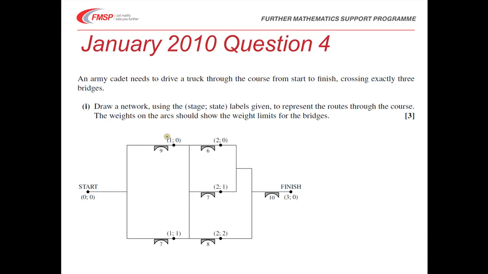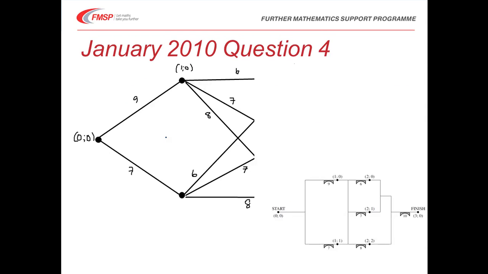So on this map, we've actually got the stage and state variables that we need to use. So I'm going to start by, here we've got a start 0, 0. There are 2 possible bridges that we could take. We could either take this bridge here with a weight limit of 9, or we could use this bridge which has a weight limit of 7. So those are going to be my 2 arcs coming from the start.